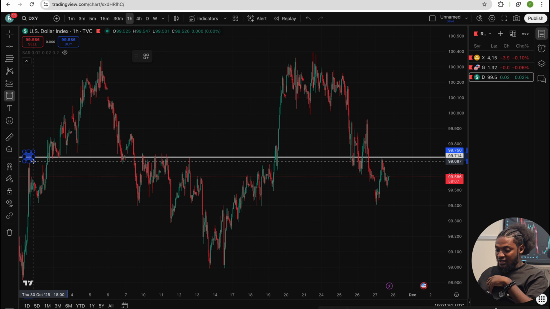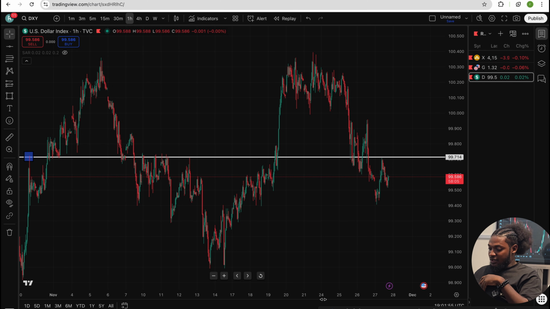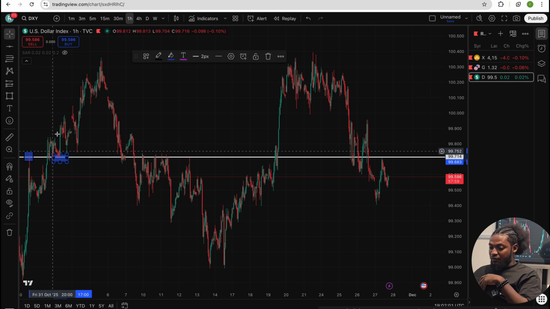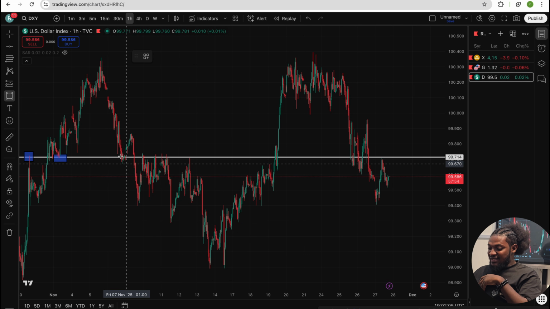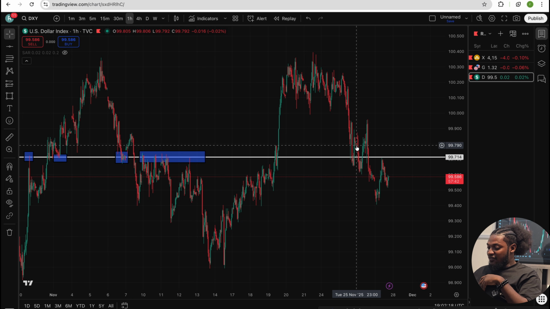You can see the touches here. I'm just using the rectangle tool to label the touches for you guys to see them. You can see we got the break, we got the retest on this level. You can see how solid this level on the DXY was. You understand? You can see how solid it is. Let me just highlight all these touches. You can see all these touches, right? Good. So DXY finally broke the level, came to retest.